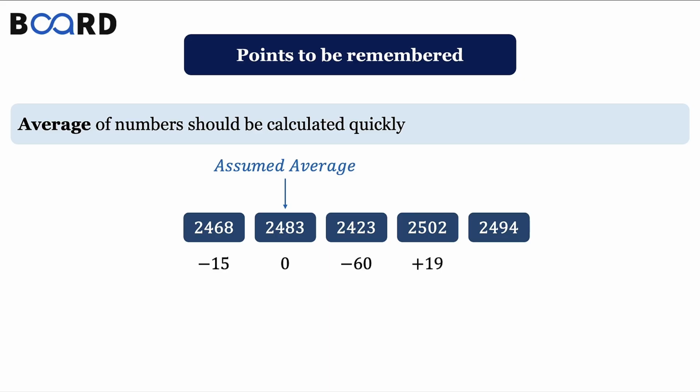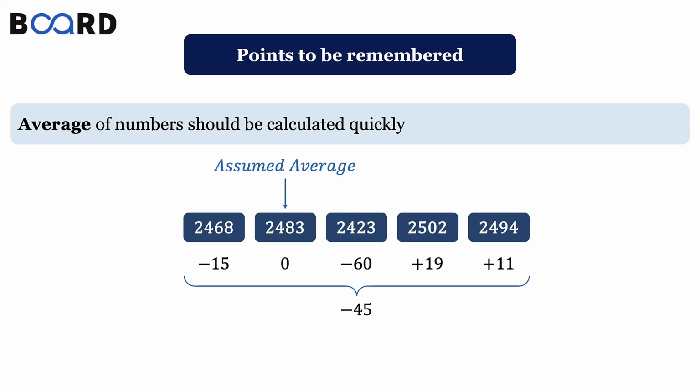So most of the times, what we should try to do is go from the lower value to the higher value. That makes the subtraction easier. 2483 to 2494, that's easy. That's plus 11. So overall, how much is the deviation that I got? I got the deviation to be minus 45.